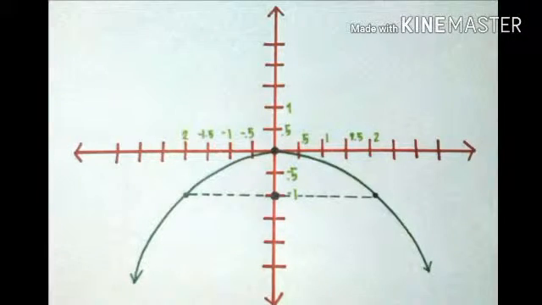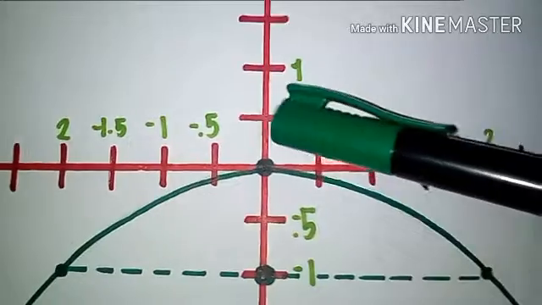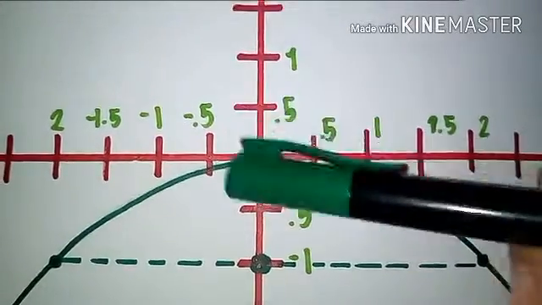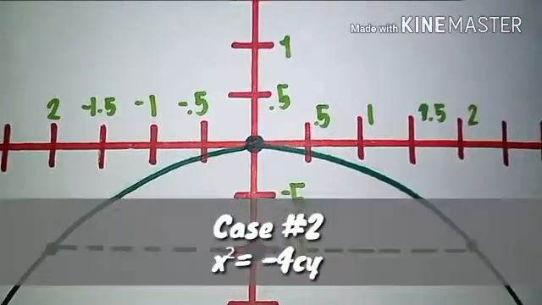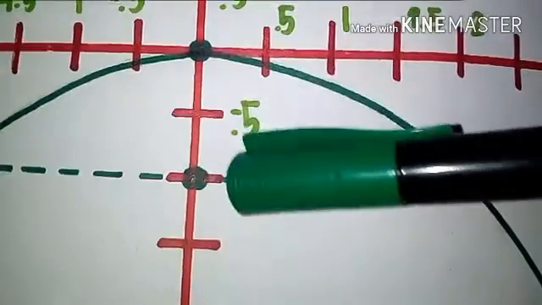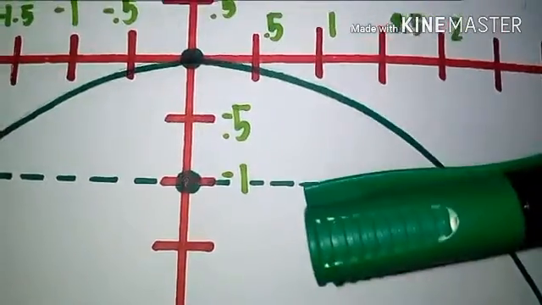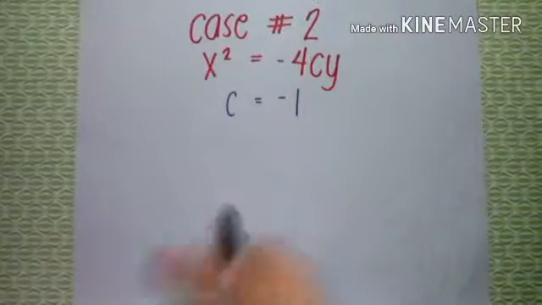Let's take this one as an example. As we can see, the graph opens downward and its vertex is located at the origin. If this is the case, we'll use case number 2. To know the value of c, we will just count from the vertex to the focus. So c will be equal to -1 since it's downward.